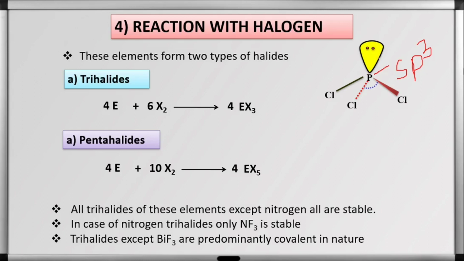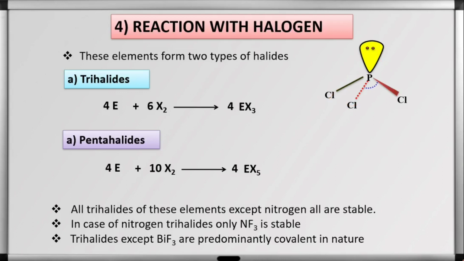So because of sp3 hybridization, this PCl3 shows tetrahedral geometry. So this shows the distorted tetrahedral geometry. Here PCl3 shows distorted tetrahedral geometry, and it shows trigonal pyramidal shape. Keep it in your mind.